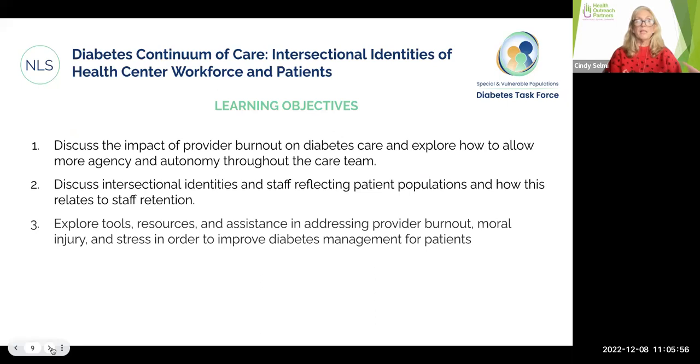We will have 3 learning objectives for our session today. First, we will discuss the impact of provider burnout on diabetes care and explore how to allow more agency and autonomy throughout the care team. We shall discuss intersectional identities and staff reflecting patient populations and how this relates to staff retention. And finally, we'll explore tools, resources, and assistance in addressing provider burnout, moral injury, and stress in order to improve diabetes management for patients.